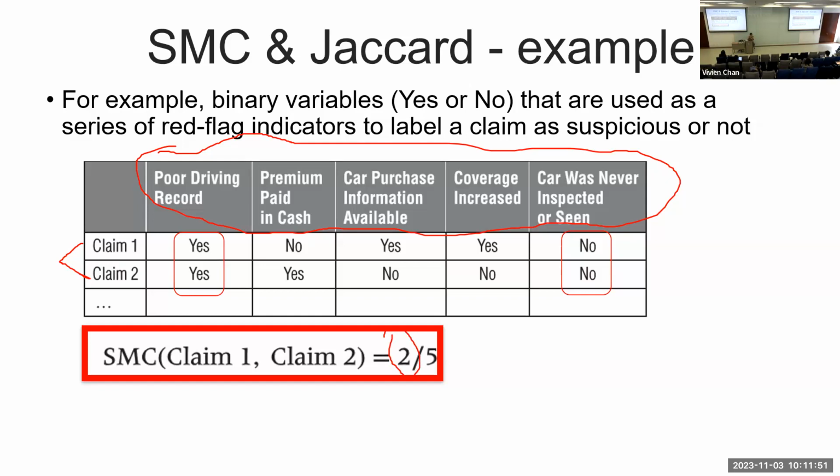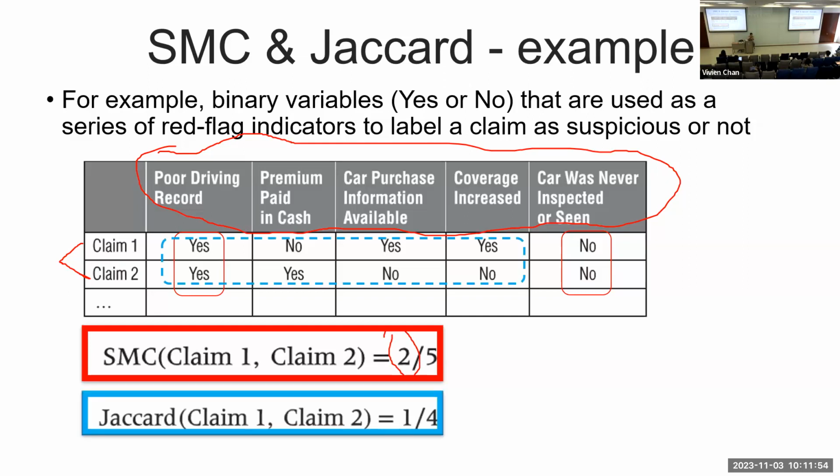However, if we use the Jaccard index, the definition is that we will not count the no-no matches. We only count the yes-yes matches. In this case, there is only one yes-yes match, and we will not include the no-no matches. So now the total is 4 only, because for the Jaccard index we will not include this attribute. That is the idea of the SMC and the Jaccard index for measuring the distance between two observations when using categorical variables.